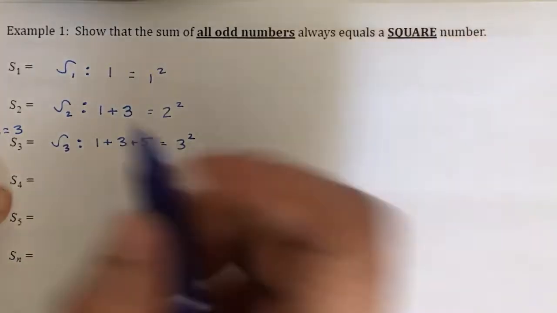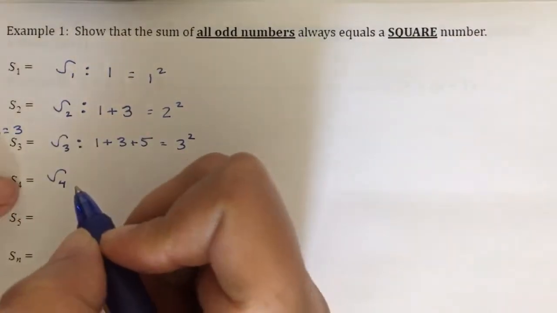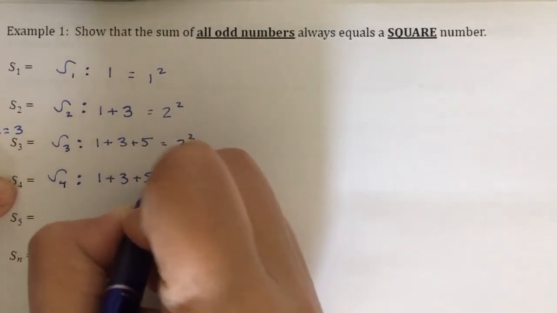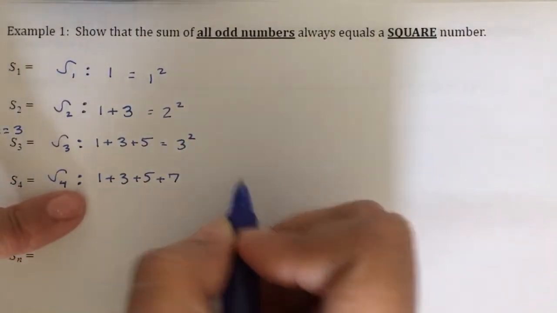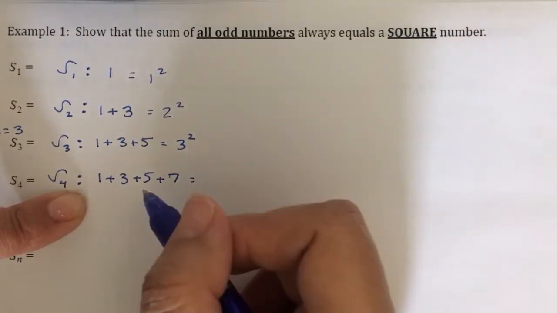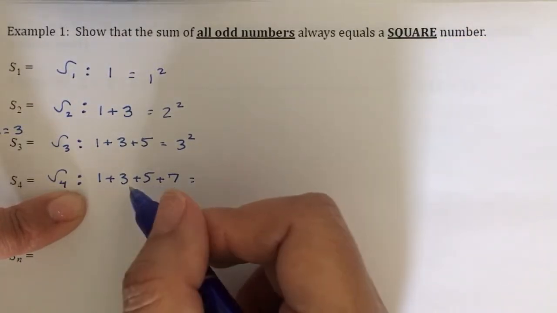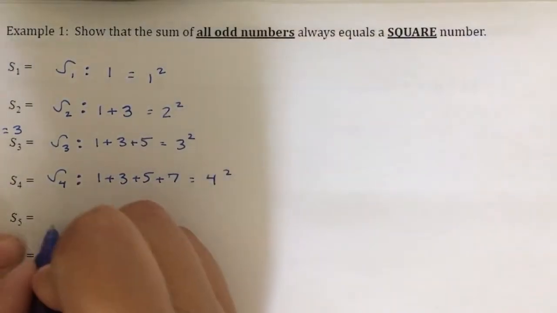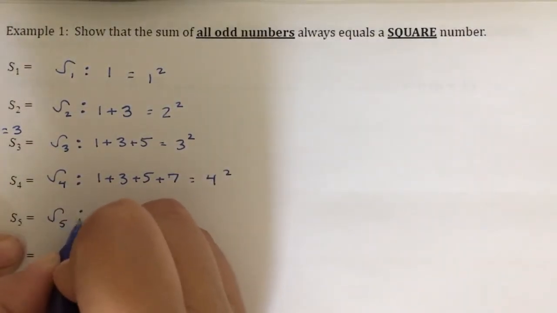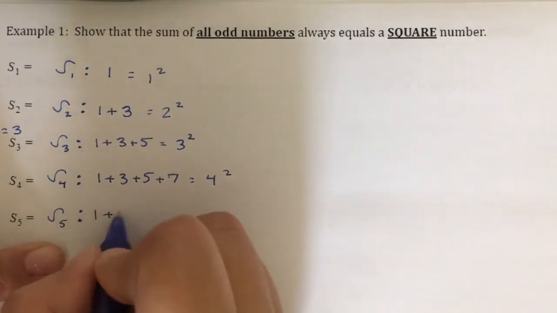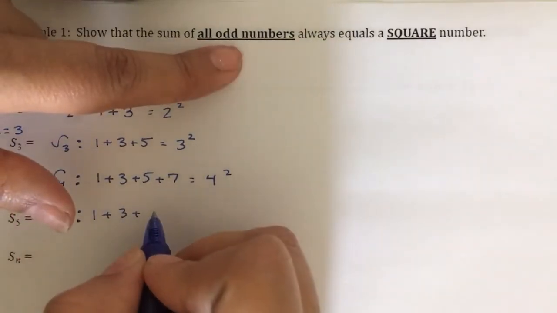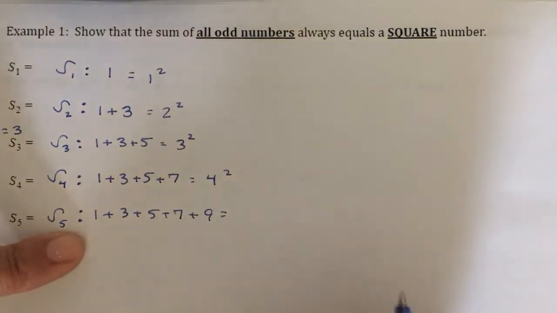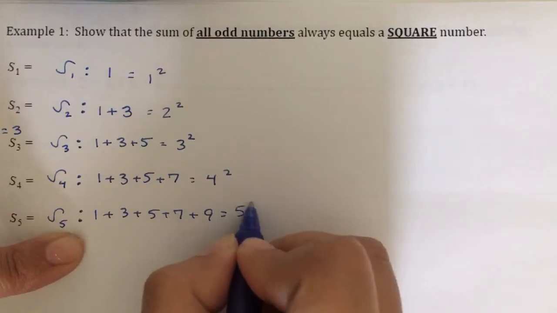So we're going to try that for n equals 4. That means we're going to go out to 4 numbers in the sequence. And that's equal to 12 plus 4, that's 16. 16 is a square number. And then finally one more. We just add another odd number. That equals 25, and 25 is a square number.